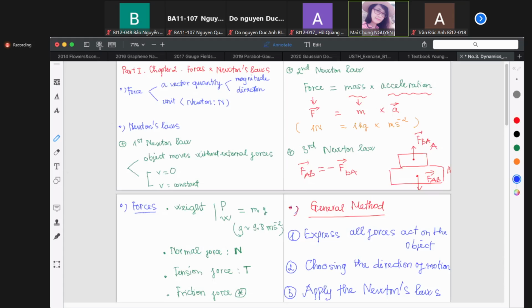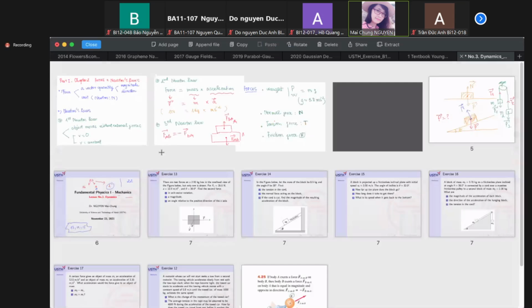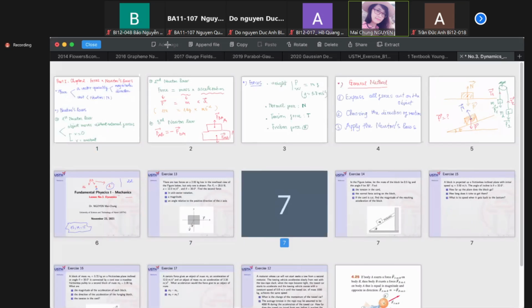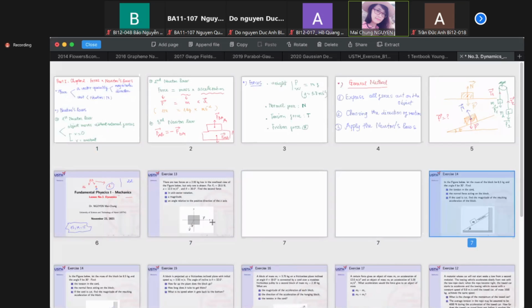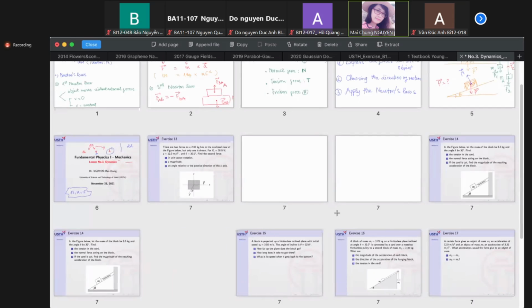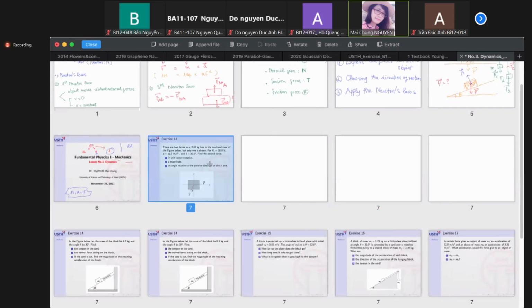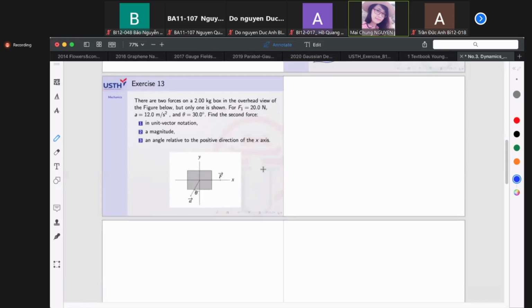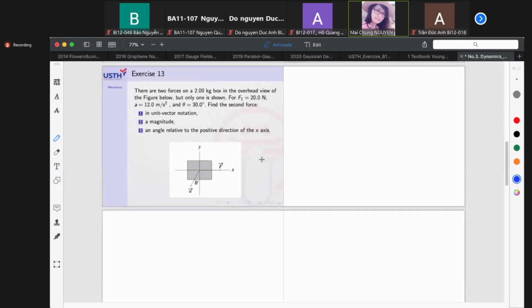Now let's start with the first exercise today. I think exercise 13 for the first one. Let's see, exercise 13 is here. So for the first exercise, please take time to read the content of exercise 13.